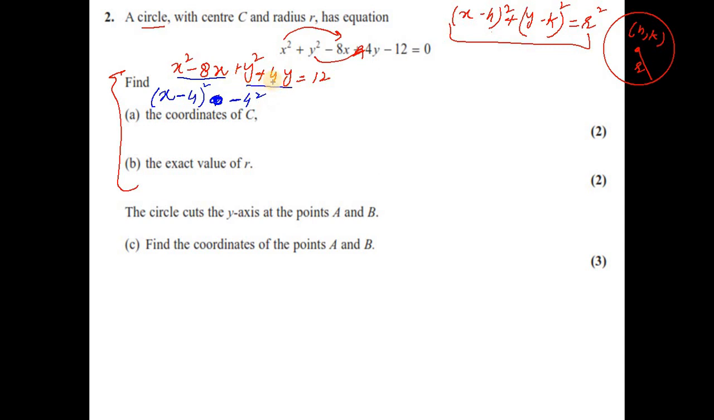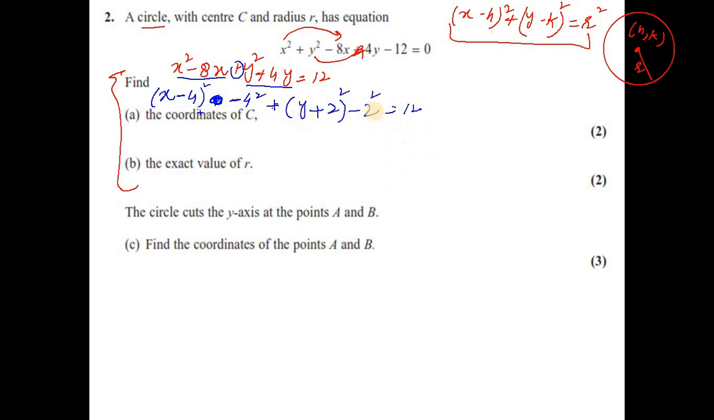And then the same thing with the y terms, y square plus 4y. So in the bracket I'm going to write y and the sign in between the quadratic and the linear term, which is plus, and half of the coefficient of the linear term. So half of 4 is 2, square, and then I need to compensate by subtracting 2 square, and then equal 12.